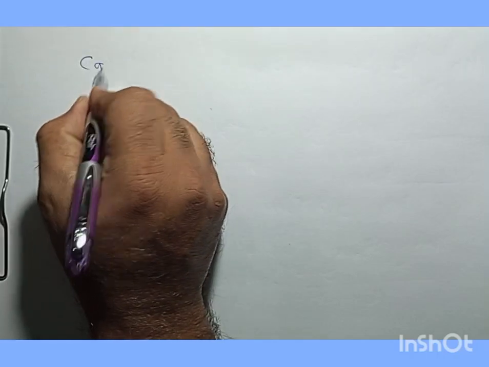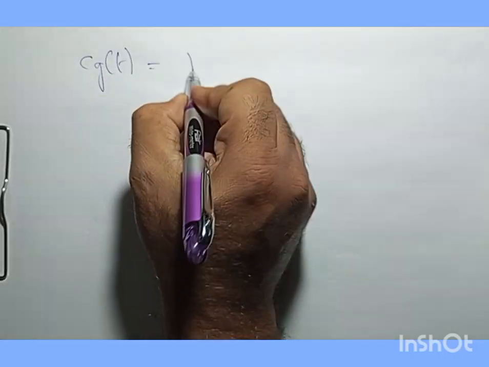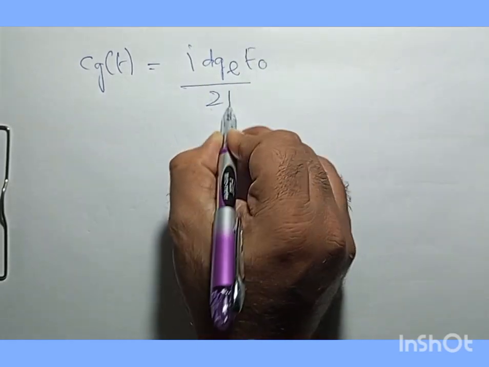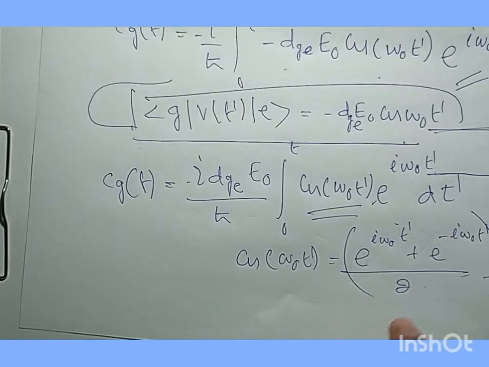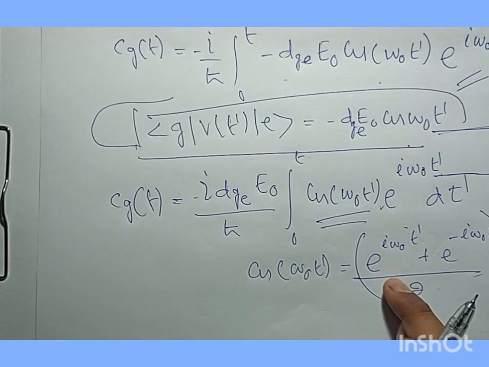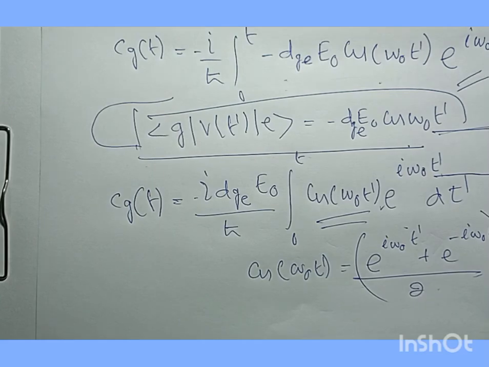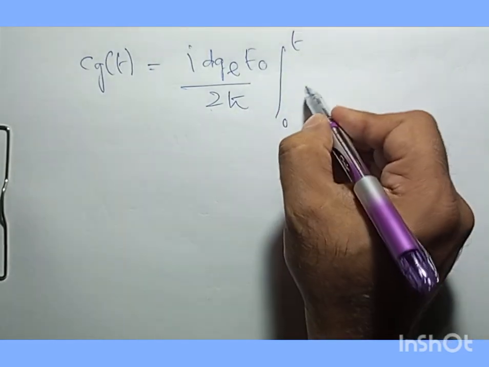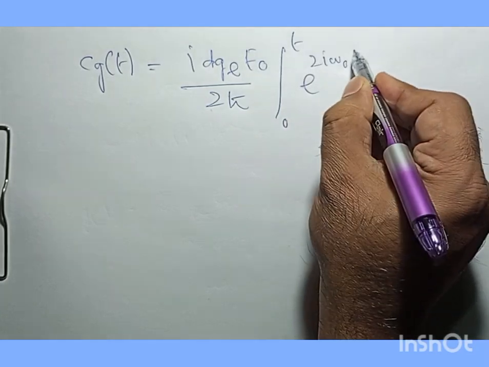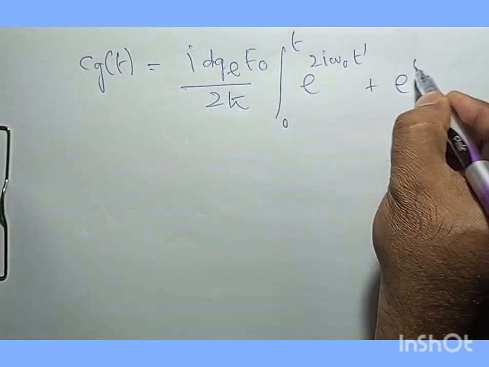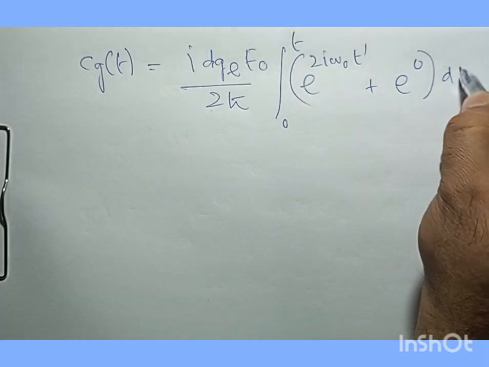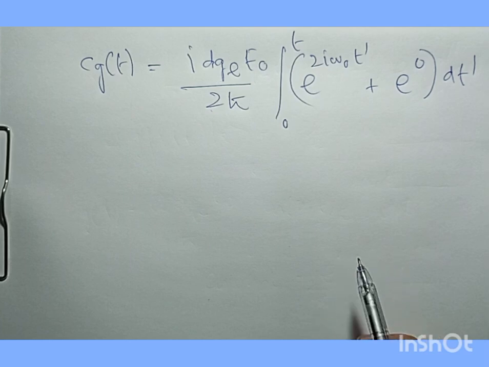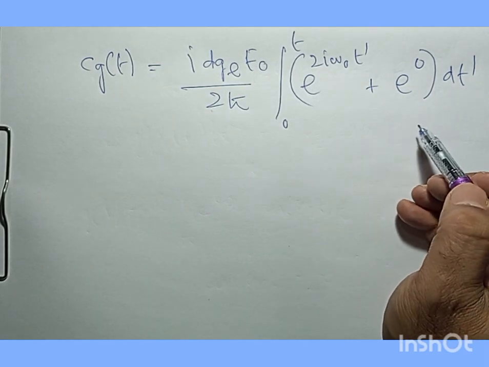So C_g of t will give us i d_ge, then E naught by twice h bar, because in the denominator there is 2, this 2 will come out, and then I will multiply this with this and this with this. So what we'll obtain is the integral from 0 to t, then e to the power of 2i omega naught t dash plus the other term will give me e to the power of 0, and then dt dash. Now this integration leads to two separate terms. This will be the term number 1, and then we'll have the term number 2.